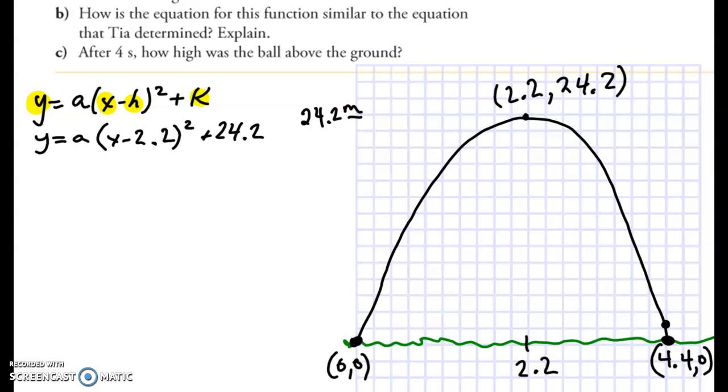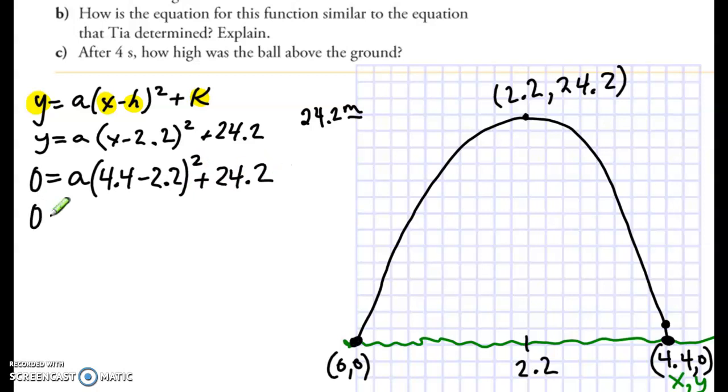Remember, all ordered pairs are x, comma y. So instead of the y, let's put in 0. A is what we're looking for. For x, we're going to use the 4.4 they gave us, and that's why they said that in the question, so that we would know for sure that extra point. Okay, let's solve for a.